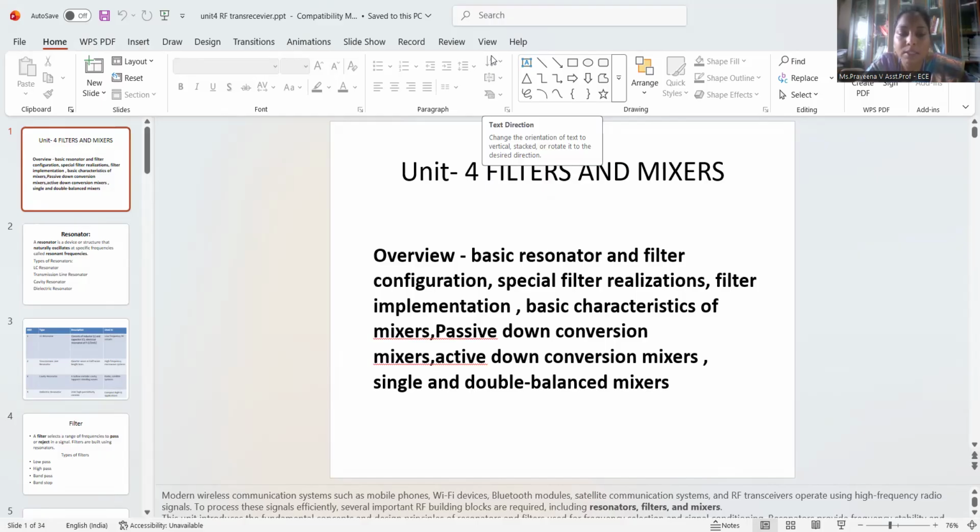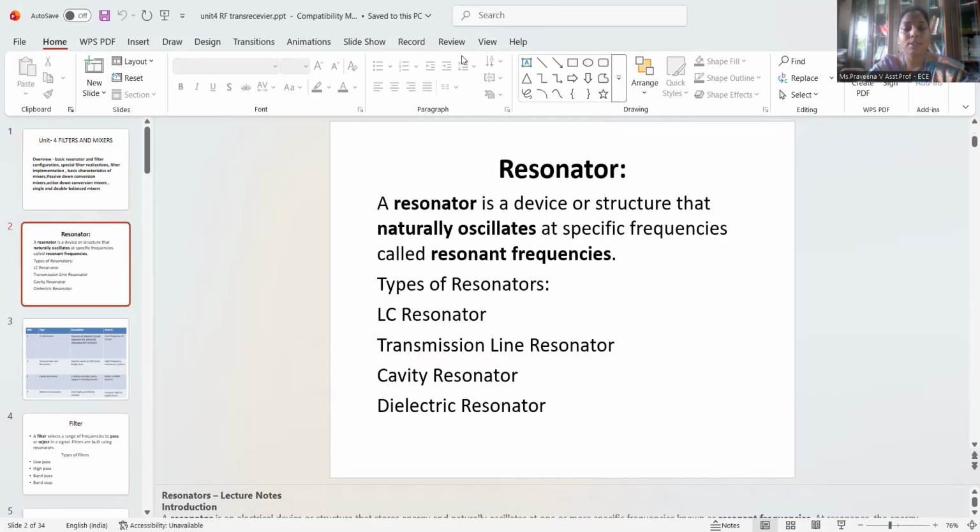And understanding these components plays a very major role in all transceiver design because they will directly influence the system performance, sensitivity, selectivity, power consumption, and signal quality. And what we are going to learn in this fourth unit is that we will gain knowledge about the strong foundation for the analysis and design of modern wireless communication systems. Okay, let us see about the resonator.